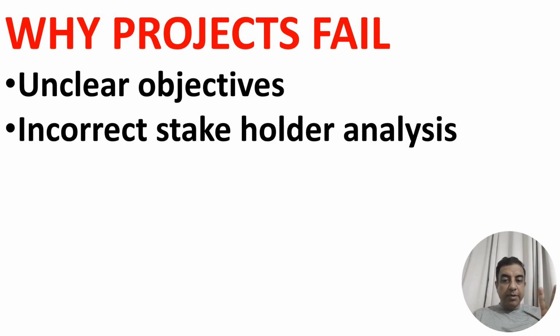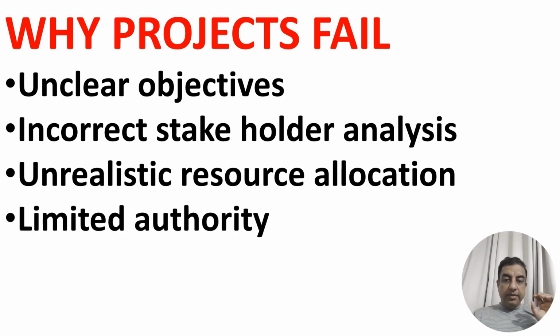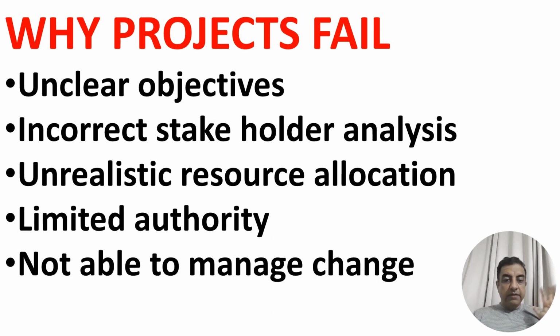The second important point is incorrect stakeholder analysis, because of which projects fail. The third one is unrealistic resource allocation. The fourth one is limited authority. The fifth one is not being able to manage the change. So whatever I have seen in my experience, these are the broad 5 reasons why most projects fail. There could be other reasons also, but in this video, I am going to touch upon these 5 issues.